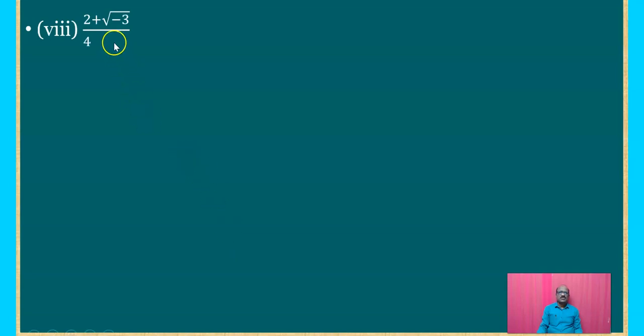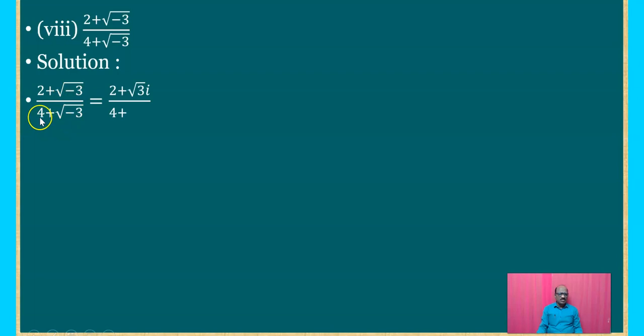Now, (2 plus root of minus 3) upon (4 plus root of minus 3). Convert this into a complex number. That is, 2 plus root 3i upon 4 plus root 3i, multiplied with the conjugate of this denominator, which is 4 minus root 3i. Then here you will get their multiplication.